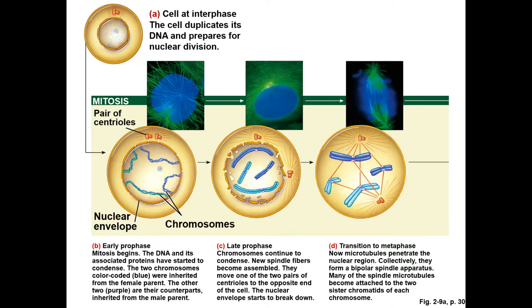In step C, you have what's called late prophase. Chromosomes continue to condense. New spindle fibers become assembled. They move one of the 2 pairs of the centrioles to the opposite end of the cell, and the nuclear envelope starts to break down. And then in step D, transition to metaphase. Now the microtubules penetrate the nuclear region. Collectively, they form a bipolar spindle apparatus. Many of the spindle microtubules become attached to the 2 sister chromatids of each chromosome.